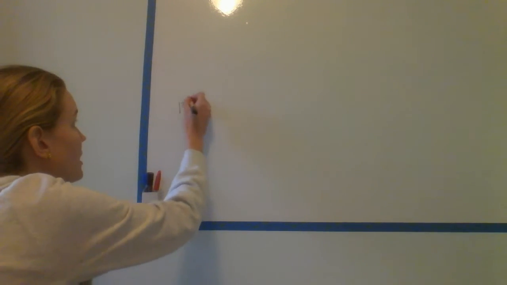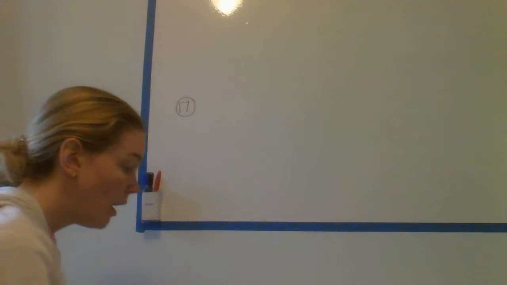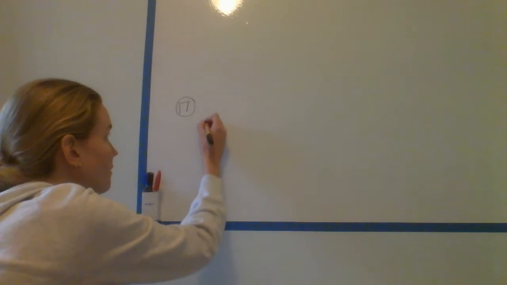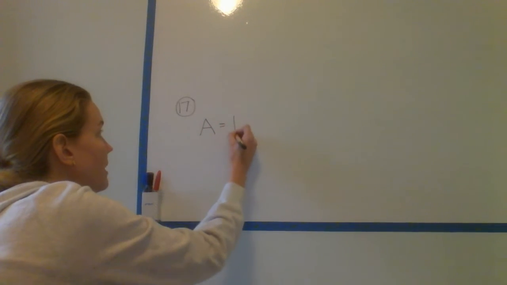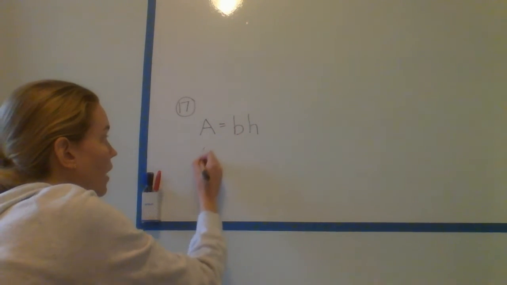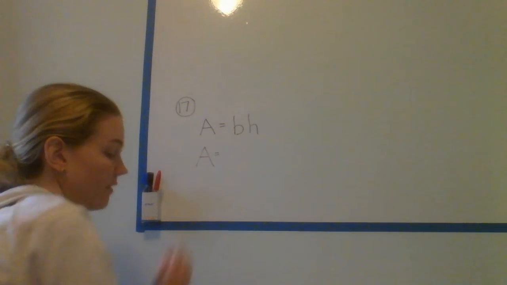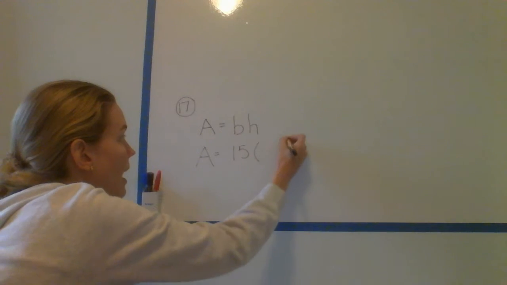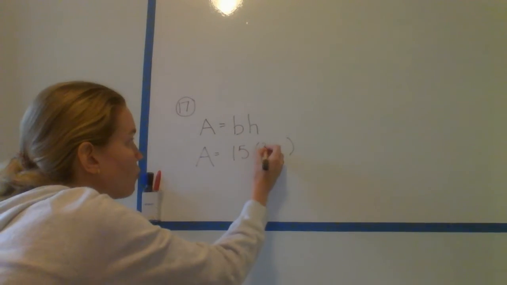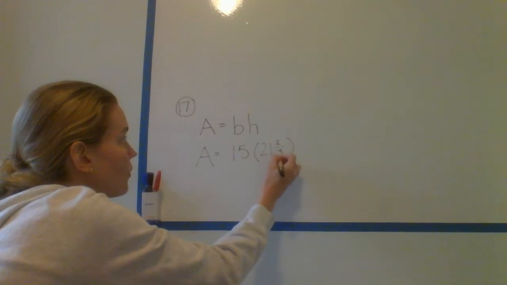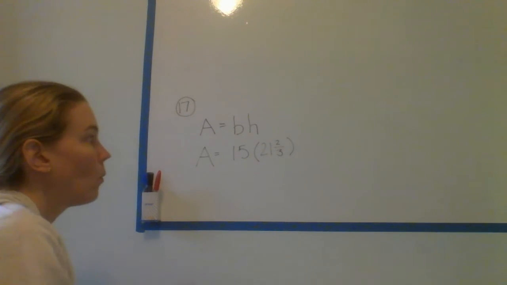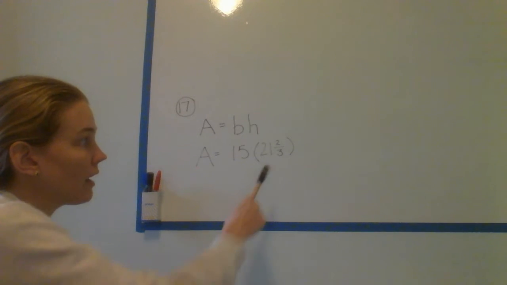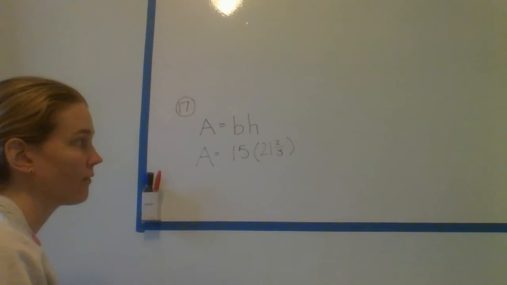So now let's look at number 17, just because this one has a fraction in it. It says find the area of a parallelogram with a base. Okay, so area equals base times height. We're solving for the area. We don't know what that is yet. And it says the base is 15. Okay, and they tell you that the height is 21 2/3 yards. We can't multiply 21 2/3 times 15 right now. We're going to change this into an improper fraction.